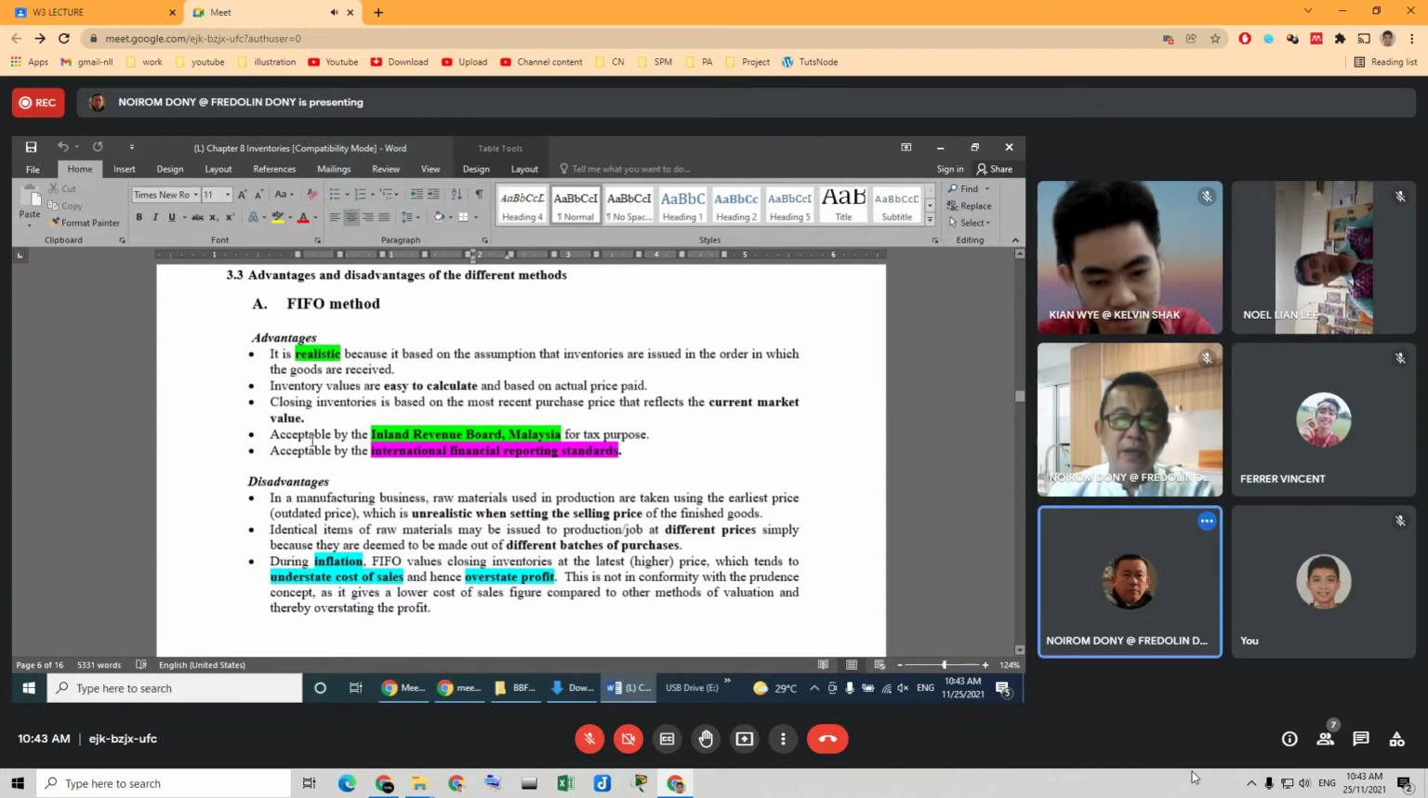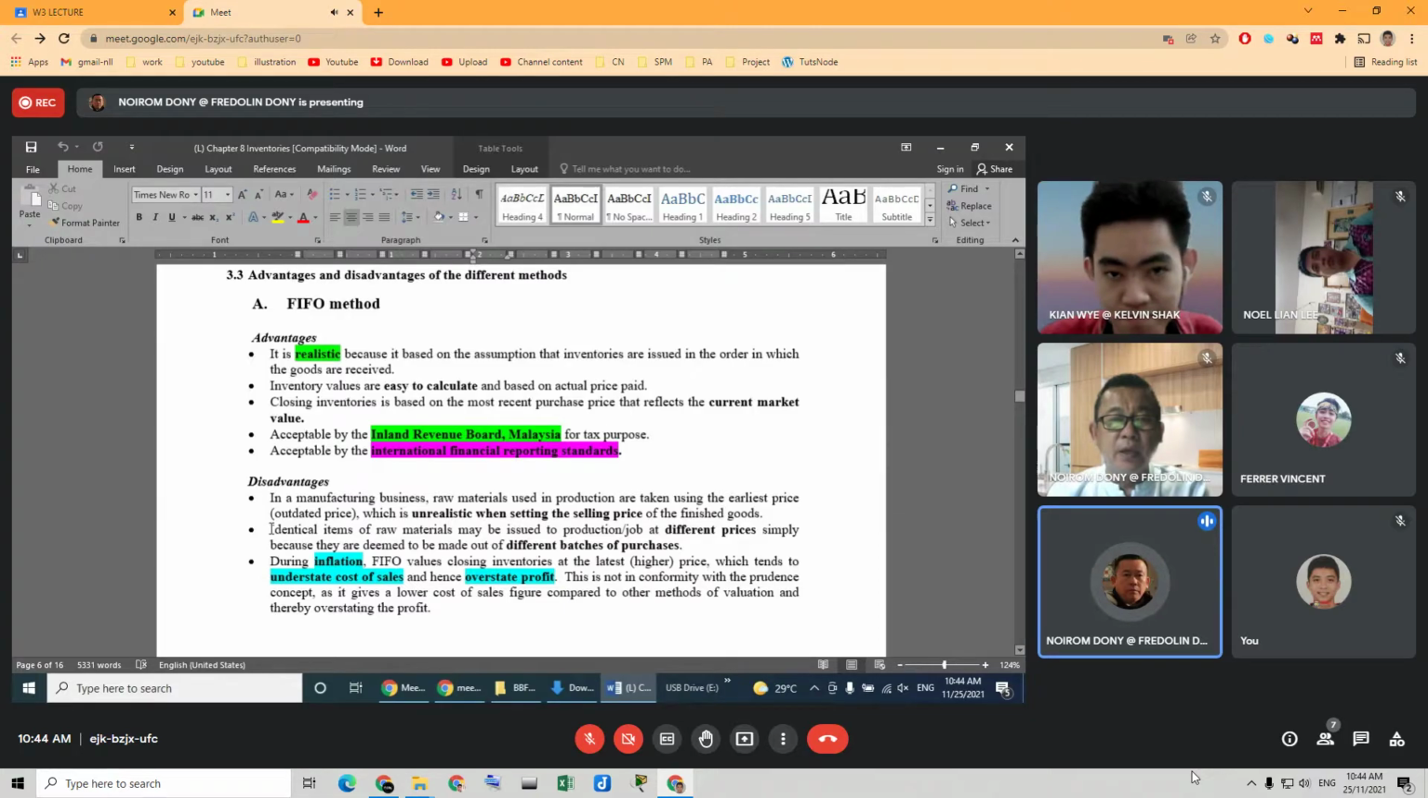And another advantage is that it is acceptable by the Inland Revenue Board. And not only the Inland Revenue Board in Malaysia, this is also acceptable under the International Financial Reporting Standards. Okay, so those are the 5 advantages.